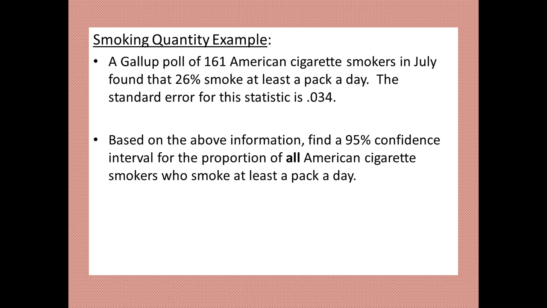So we're going to find a 95% confidence interval for p, the proportion of all American cigarette smokers who smoke at least a pack a day. There it is. I converted the 26% to 0.26, so it's 0.26 plus or minus 2 times 0.034. Two algebraic steps, multiply, then plus or minus, following the order of operations, and you end up with the endpoints on the right, 0.192 and 0.328.